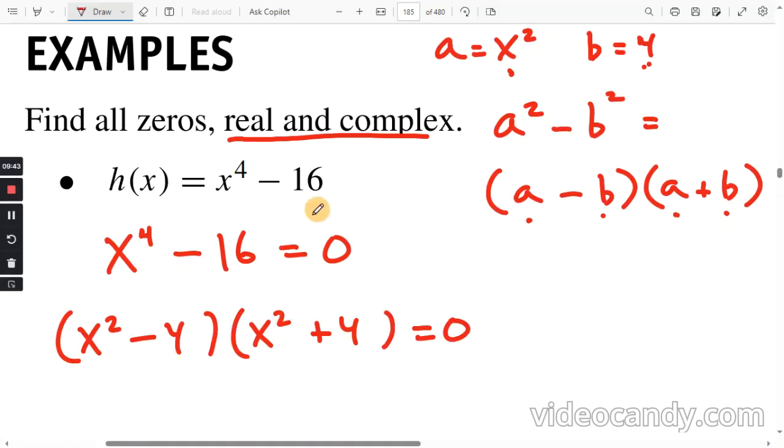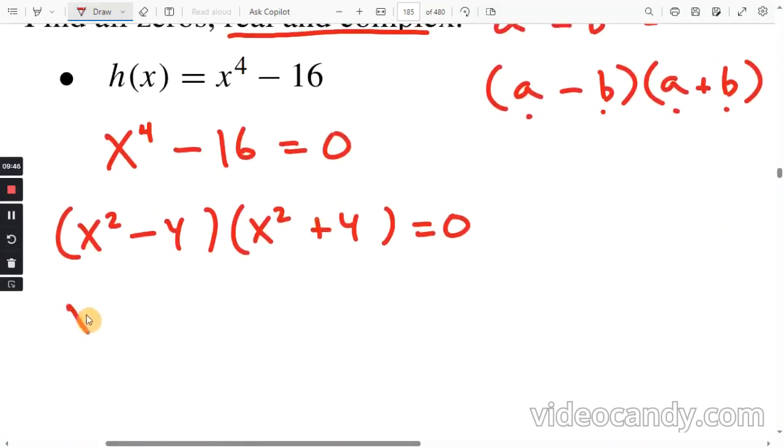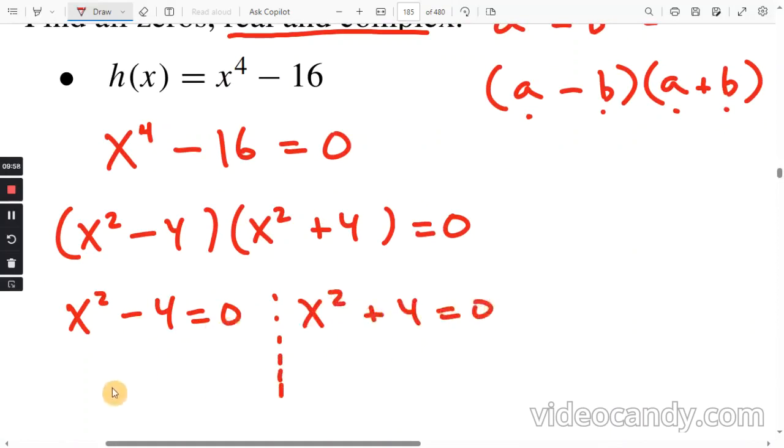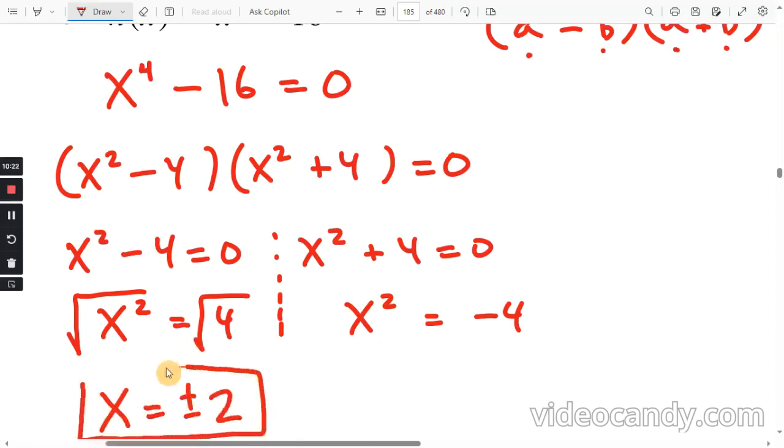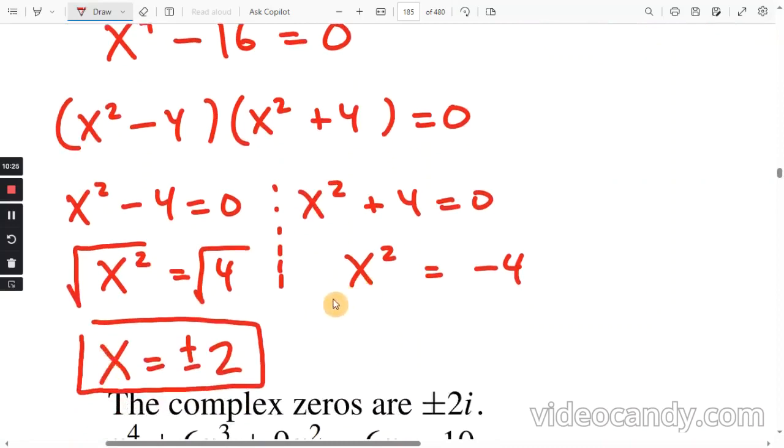All right, we set each of these equal to 0. X squared minus 4 is 0. And x squared plus 4 equals 0. All right, if we add 4 on both sides, x squared is 4. And if we subtract 4 on both sides, x squared is negative 4. Square root on both. And x equals, don't forget the plus minus, square root of 4 is just 2. Over here, square root on both.